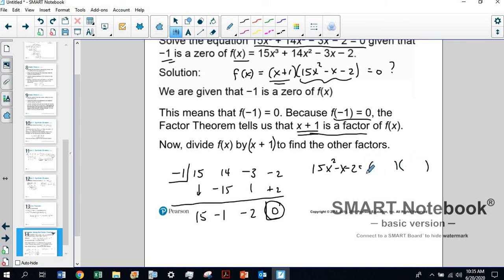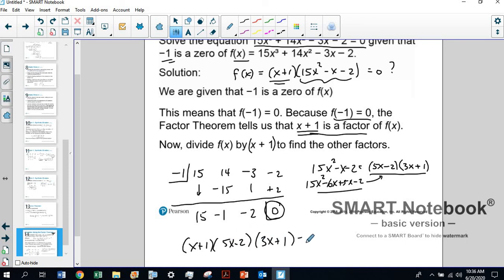Okay. It may take you a little while to get there, but basically we get a 5x and a 3x. We get a minus 2 and a plus 1. Okay, so I don't expect you to factor that quickly. 15 times 2 is 30, and then differing by 1, 5 times 6 is differing by 1. So if you needed to make this a negative 6 plus 5 minus 2, you could do that and get your factoring. So we've got then x plus 1 times 5x minus 2 times 3x plus 1 equal to 0.